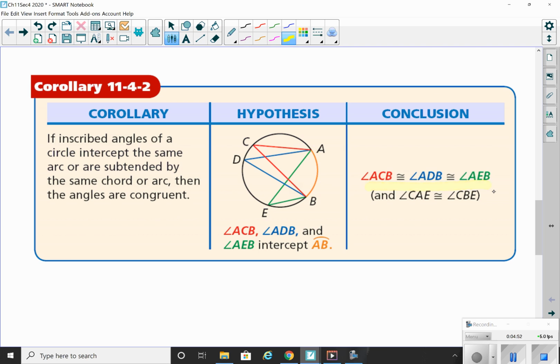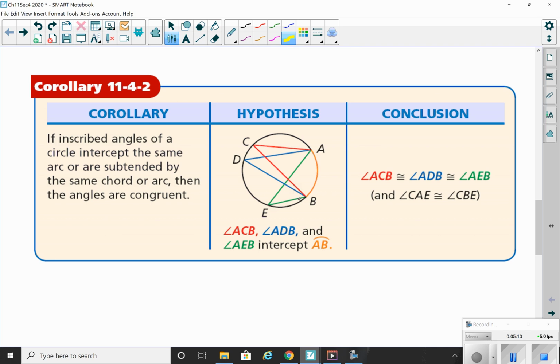Conversely, if you look at it from the other side, they're showing you the reason they're saying this is that angle CAE and CBE are both across from this same arc, so those angles would also be congruent. It kind of makes sense. That's why it's a corollary. It just follows directly from the theorem.